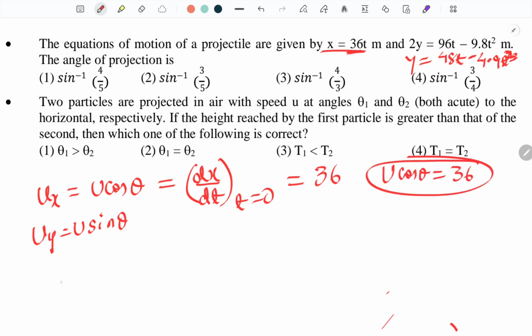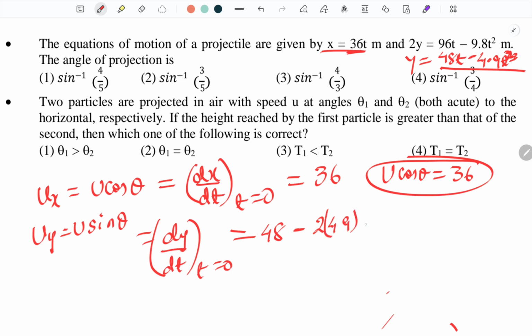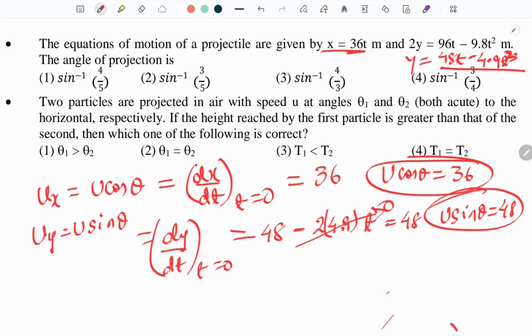This is your first solution. Similarly, this one: dy by dt at t equals 0. Differentiate dy by dt, look at the equation: 48t gives 48, minus 4.9 into t squared gives 2 into 4.9 into t. But t equals 0, so that term becomes 0, so the answer is 48. So u sin theta is equal to 48, which is your second solution.